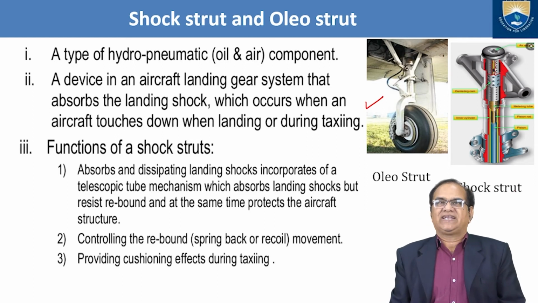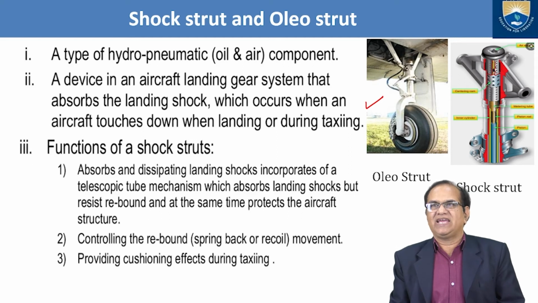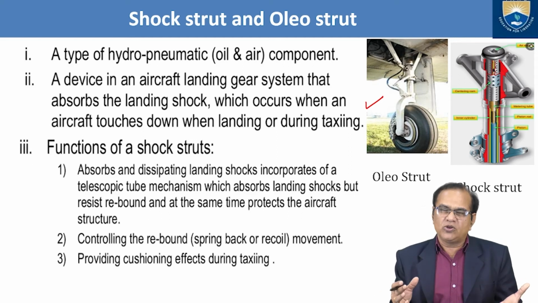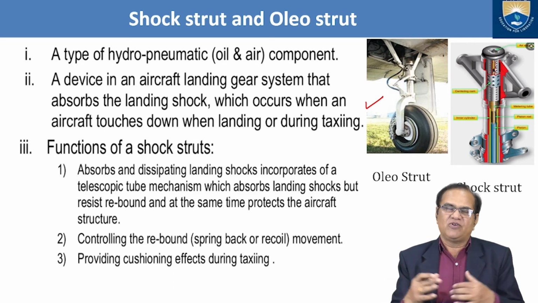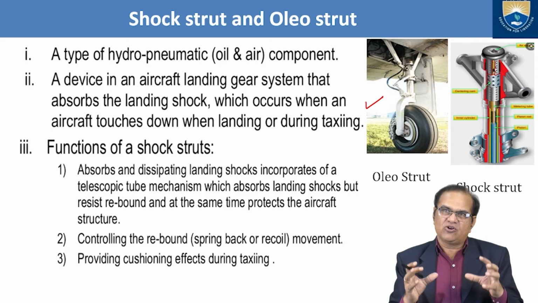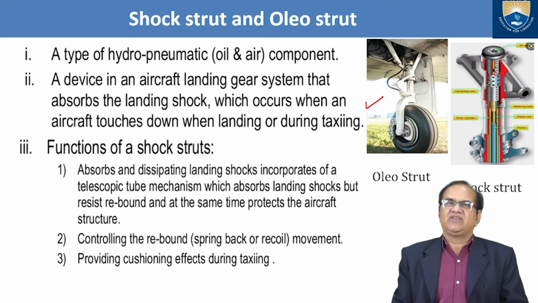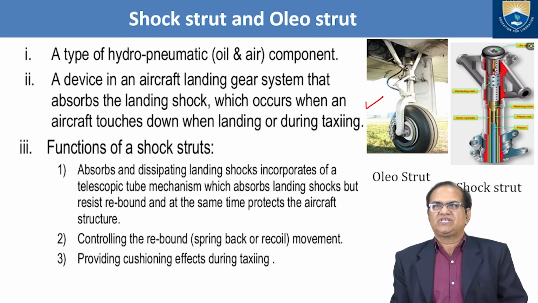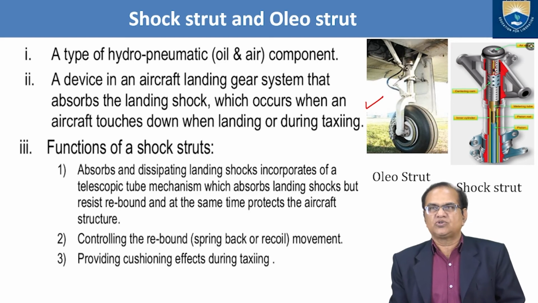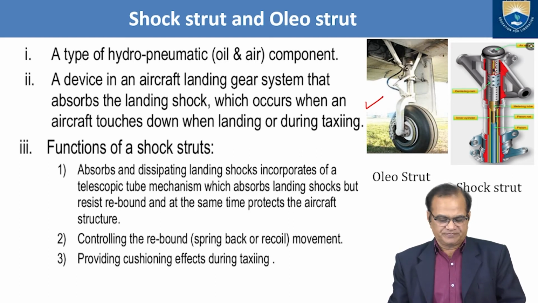It is a type of hydro-pneumatic oil and air compressor. So what are the shock strut and the oleo strut? Both are hydro-pneumatic. Air and oil or hydraulic fluid is there. So it is a type of hydro-pneumatic component. It is a device in an aircraft landing gear system that absorbs the landing shock, which occurs when an aircraft touches down when landing or during taxiing. So during landing or taxiing, these things are used to absorb the shocks of the aircraft.